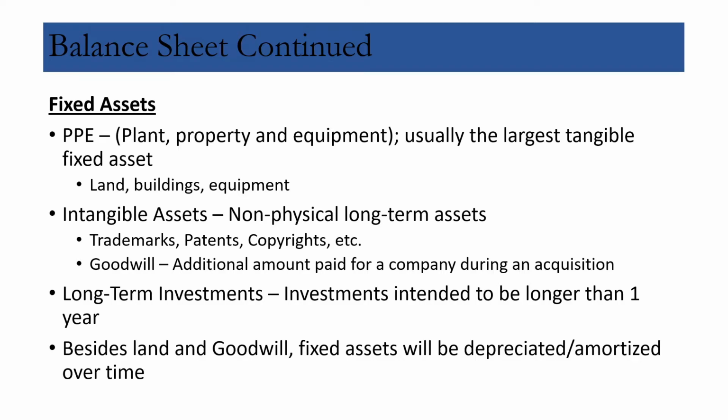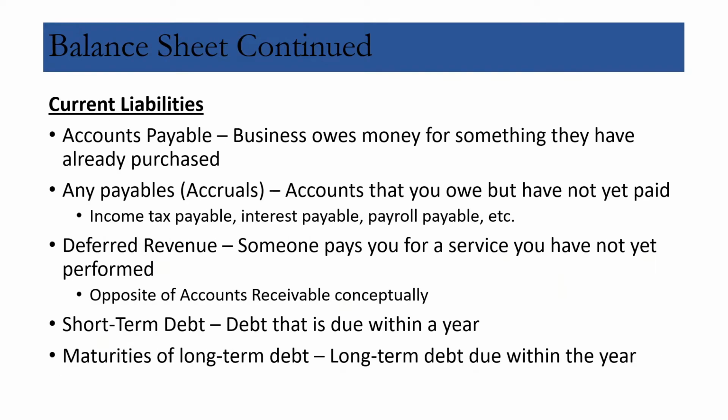So again, quick recap, PP&E can be depreciated, intangible assets can be amortized. Again, reduction in value over time of one of these assets. These are what really get depreciated or amortized. And then we have our long-term investments, which again, very self-explanatory. It's an investment that I intend to be longer than 1 year. We're going to kind of fly through these.